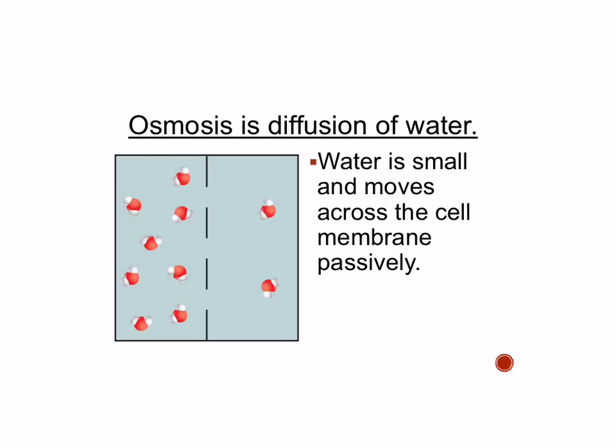Now, there's a special kind of diffusion I want you to know about, and this is called osmosis. Osmosis is diffusion of water. So because water is small, it moves across the membrane no problem, and no energy is required.